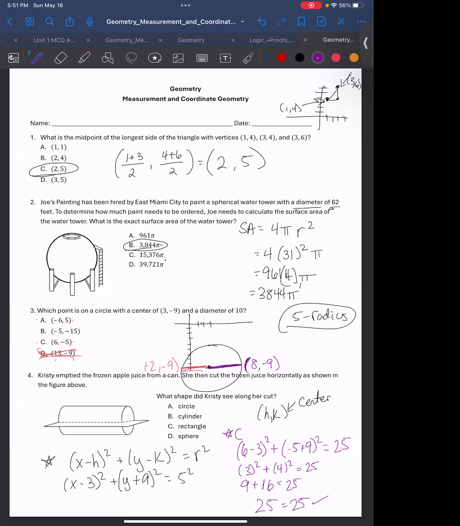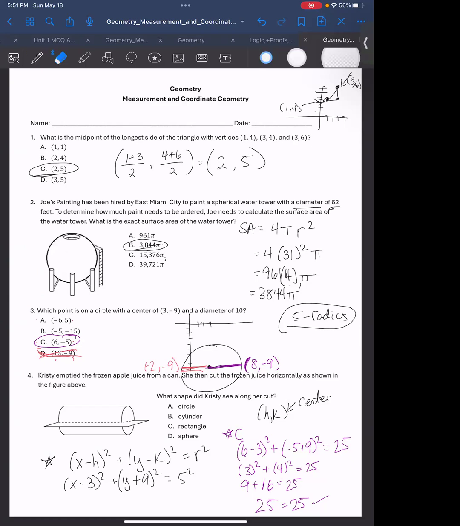So which point is on my circle? C. If 25 equals 25, that means it's true, meaning that that point is on my circle.